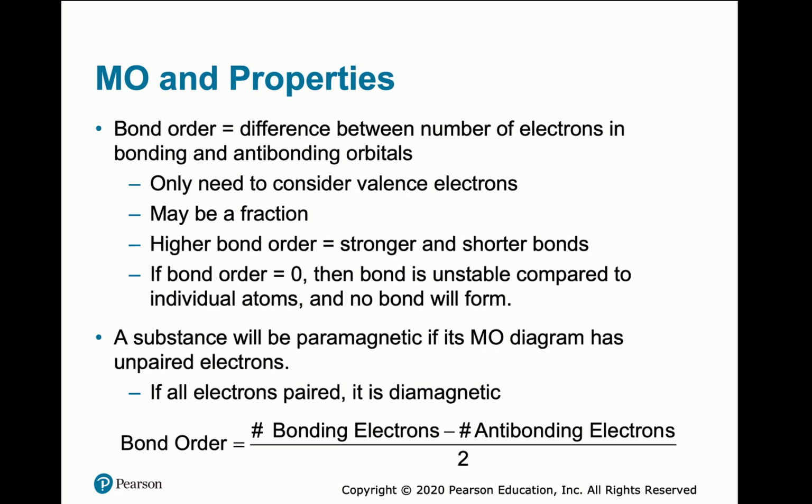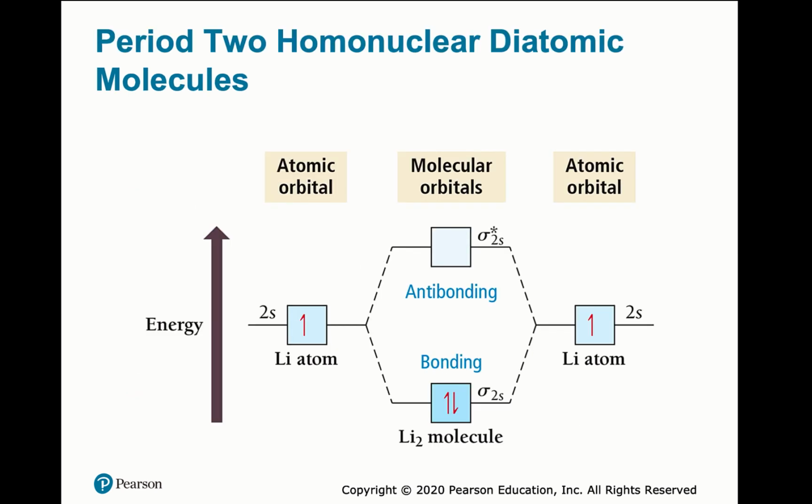And the same idea applies with atomic orbitals for molecular orbitals. If all electrons are paired, it's diamagnetic, and if one or more is unpaired, that is known as paramagnetic, and that means it'll respond to an external magnetic field. These can be fractions because it's divided by 2. And only valence electrons need to be considered for this.